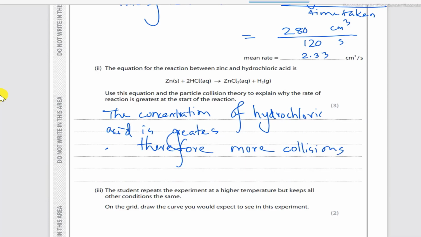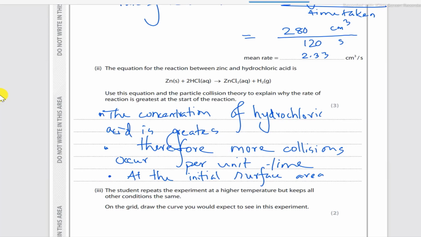More collisions occur per unit time. At the initial, surface area of zinc is greatest.